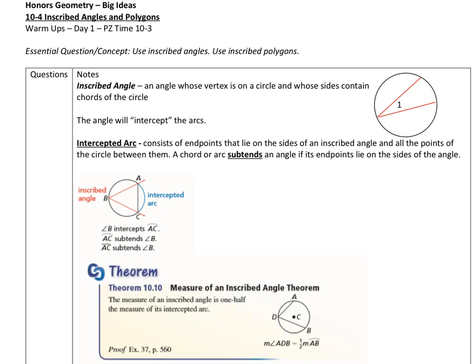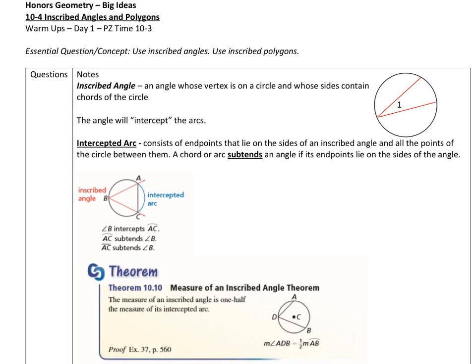And let's start with what an inscribed angle is. Right here is our inscribed angle, and it's an angle whose vertex is on a circle and whose sides contain chords of the circle. In other words, this vertex right there has to be on the circle, and then you form your angle inside that circle. Remember, we did a central angle where it was the center and we made the angle, but now this is an inscribed angle where the vertex is on the circle.